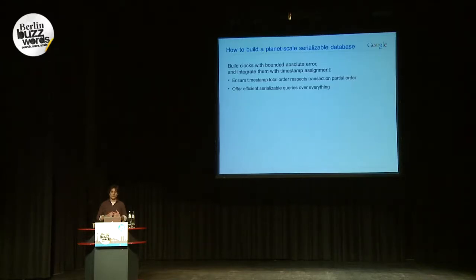And this gives us two really cool things. We know that the total order of timestamps, they're just integers, respects the partial order of transactions. So if transaction A happened before transaction B, and I'll talk about what that really means, we know that transaction A's timestamp is smaller than transaction B's timestamp. And a ton of useful things fall out of this. One of the coolest ones is that we can offer efficient serializable queries over everything. You can add up to the penny your petabyte database that spans a dozen data centers. And it might take a while to fetch and sort all of that data, but you can have very strong invariants and expect your answer to be correct.